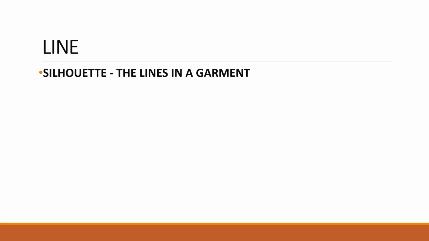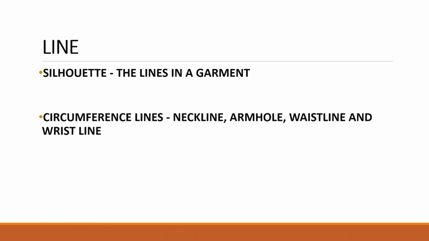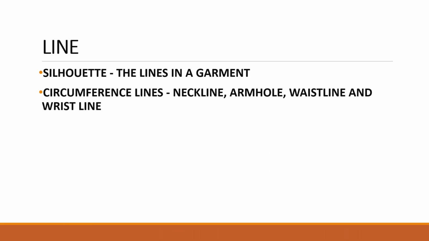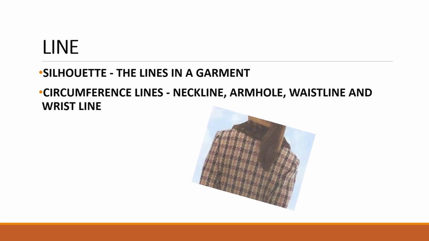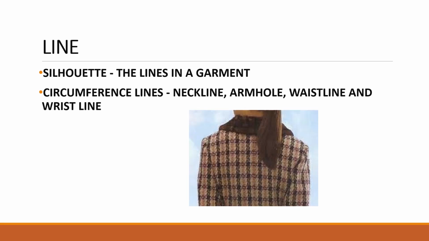Now line is also another important area. Silhouette, that is the lines in a garment, which describes the garment by lines. So there are circumference lines like the neckline, armhole, waistline, wrist line. So this describes actually the silhouette of the garment or the actual garment design, at different areas as shown in the figure.